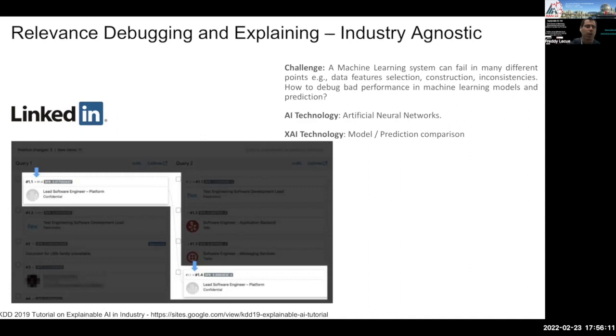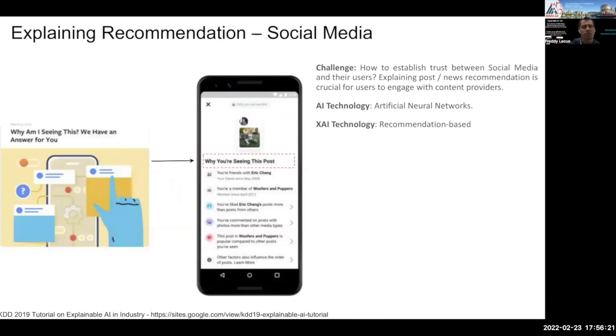So especially for people from human resources who are looking for candidates and try to get a sense of why they get these results. That's been embedded in LinkedIn. And there's also some work done by Facebook on why a particular post is shown.